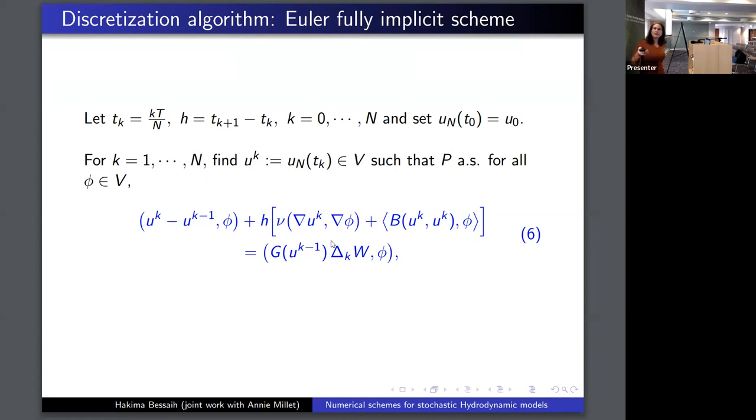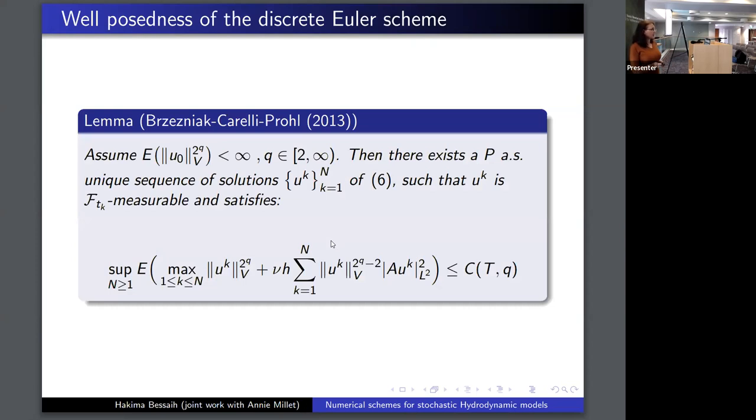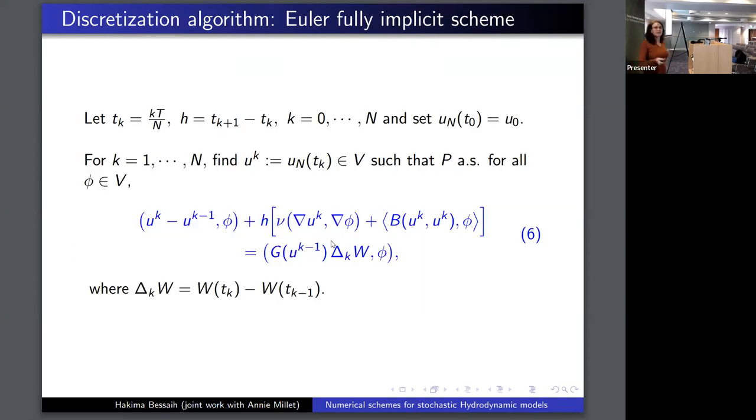For the stochastic portion, we make it explicit because of the measurability. It has to be adapted, so you have to take U_{k-1}, okay? And delta W_k is just the difference W(t_k) minus W(t_{k-1}). So this is actually a discrete equation, and you have to prove that this equation has a solution, and the solution has nice estimates.